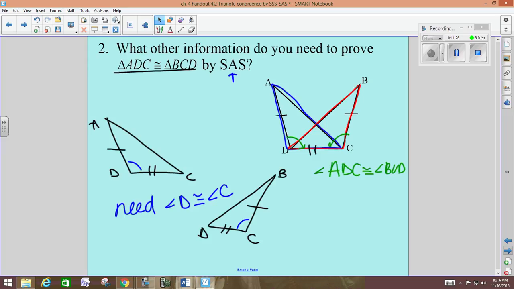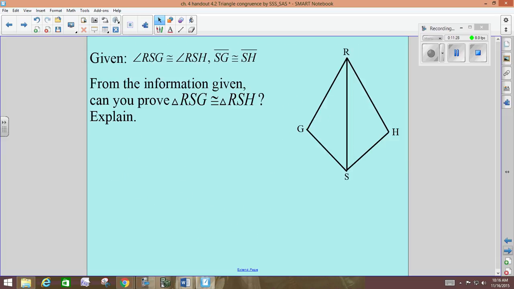All right, number 3. Given angle RSG is congruent to angle RSH, segment SG is congruent to segment SH, they want us to decide if we can prove that triangle RSG is congruent to RSH. So we're not writing a proof, we're just using this given information to conclude if we can actually prove that or justify that. Mark your picture based on the given. Angle RSG.